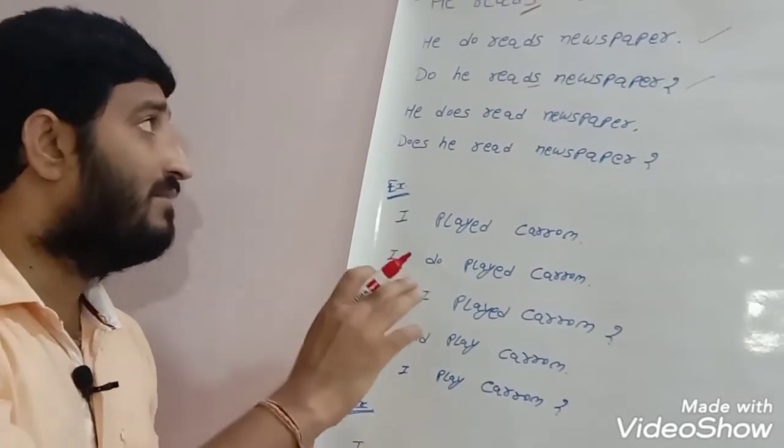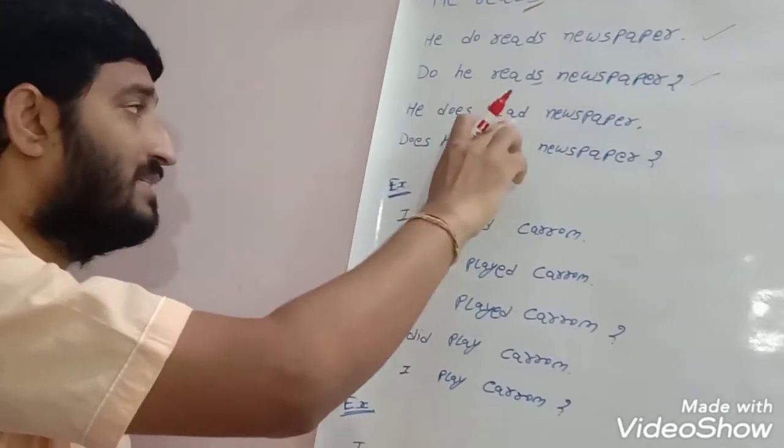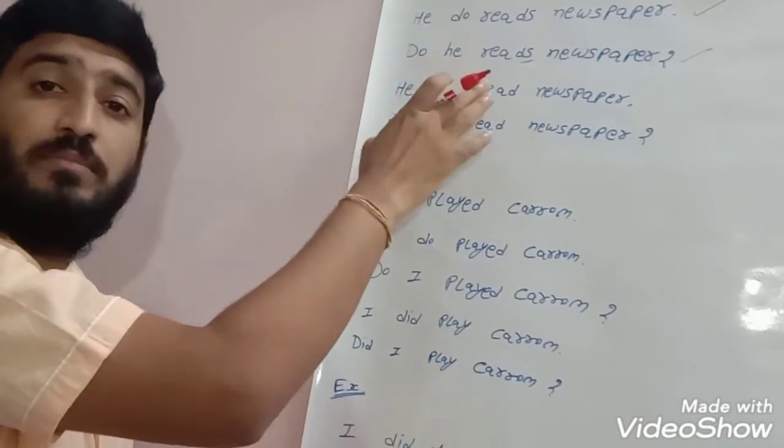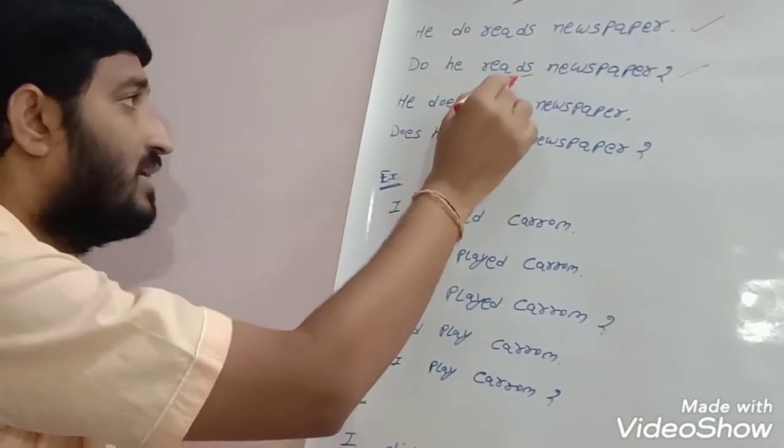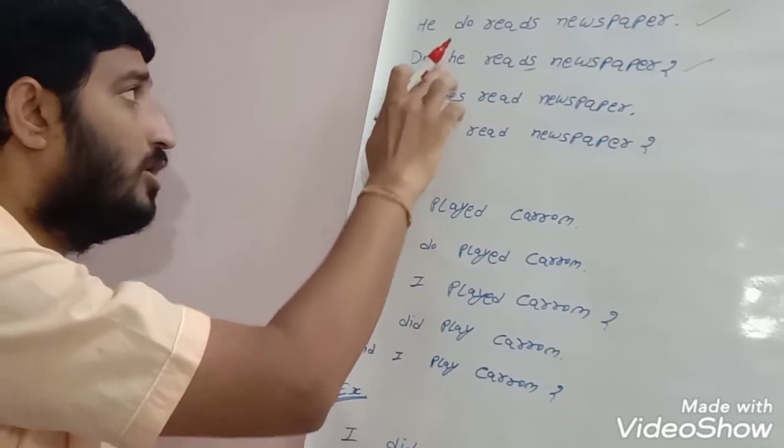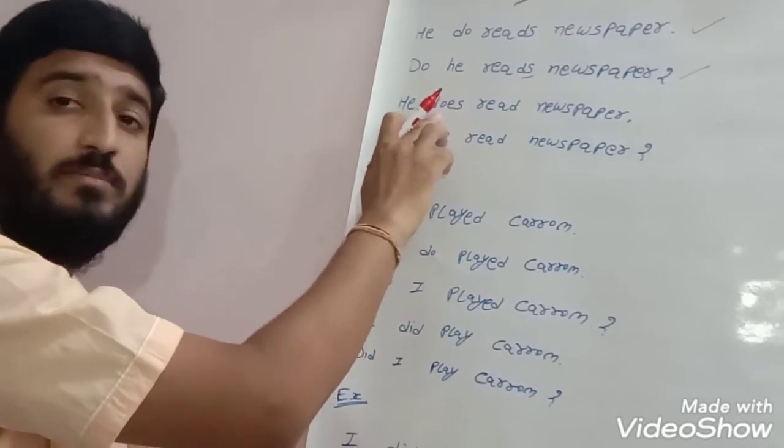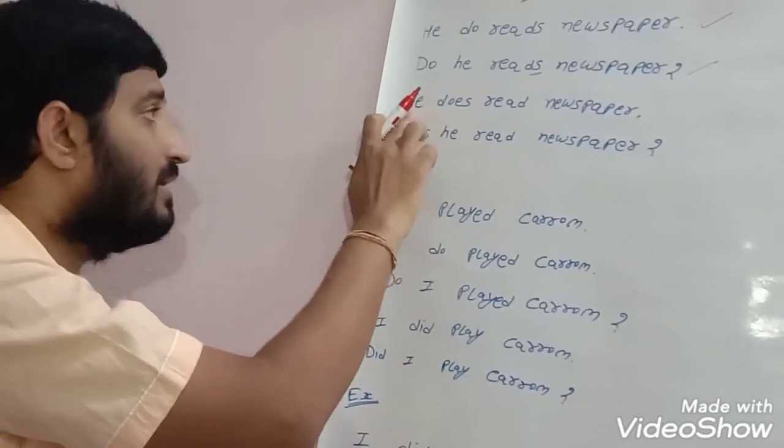For example, if we are keeping the main verb light and the helping verb a little bit heavy, the S form will be added to the helping verb do. So do will become do plus S, it will become does.